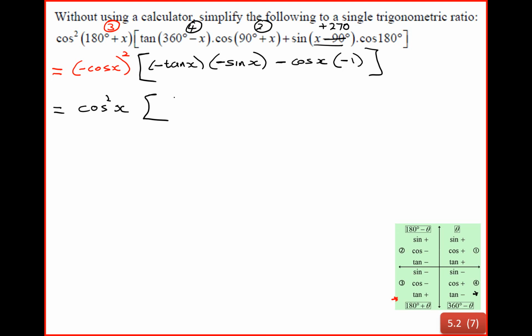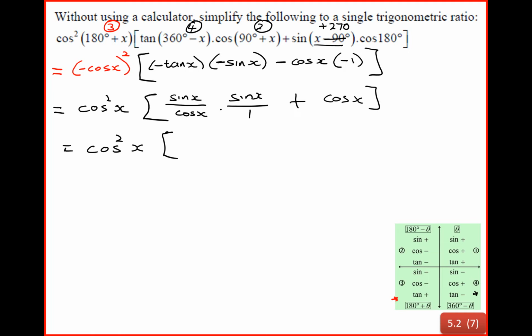And then we have tan, which we're going to change to sine x over cos x, times, we have a sine x there, which we're going to put over 1. And then we have a negative cos x times negative 1, which will give us a plus cos x. So we're going to keep the cos squared x, and then we have a square bracket. Sine times sine in the numerator would give you sine squared x, all over cos x, plus cos x.